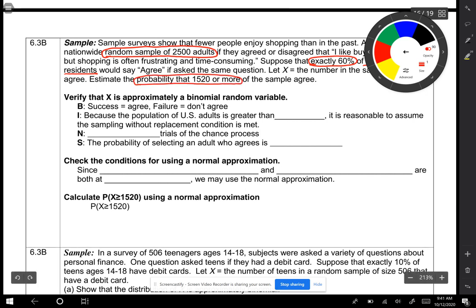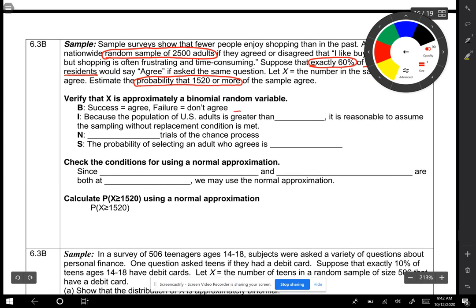of the sample agree. So first we're going to verify that X is approximately a binomial random variable. So we're going to check the conditions of a binomial setting. The success is whether they agree. Failure is don't agree. Well, we're not going to replace. There's no replacement in this particular problem. When you're dealing with people, you don't replace back.